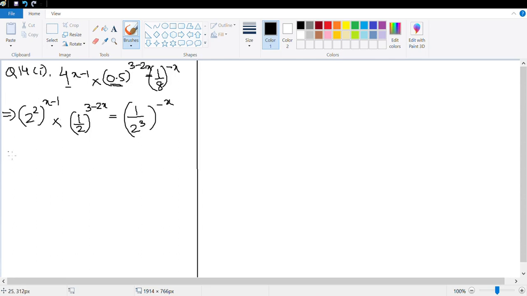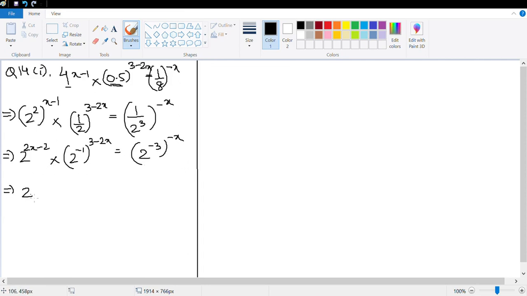Let's take all powers in the numerator. So this is 2 to the power 2x minus 2, multiplied with this, which is 2 to the power negative 1 raised to the power 3 minus 2x. If I take this in the numerator, this is 2 to the power negative 3 raised to the power negative x. Now let's see what I can do.